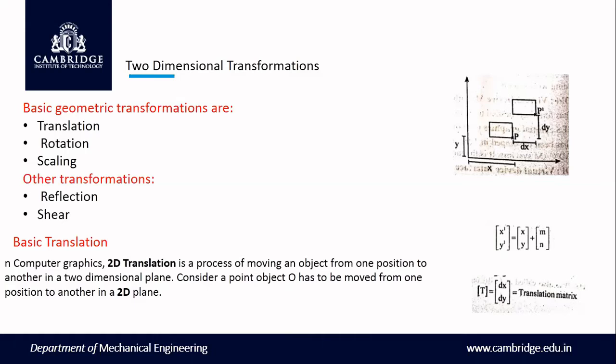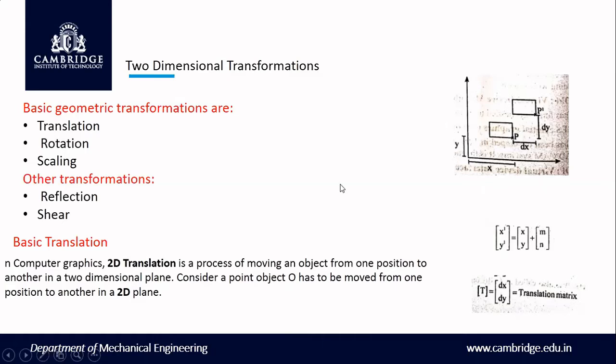That is the translation matrix. You can see here, x dash is equal to x plus m. M and n are the translations along the x direction and along the y direction. Or we can have dx and dy, the value of dx and the value of dy for the point p. This is x and this is y.